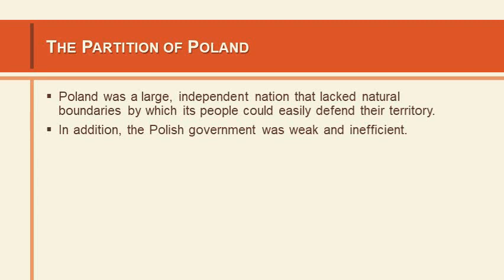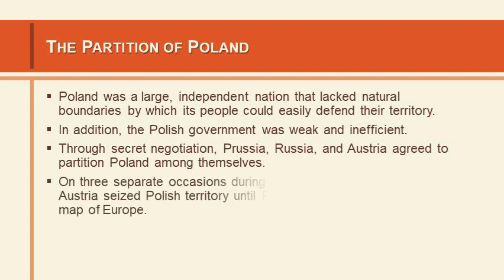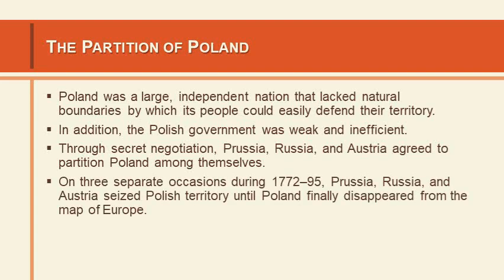And so these bigger powers, these absolutist powers that we've been talking about, are just able to go in and slice up this country through secret negotiation. Prussia, Russia, and Austria, right? These groups that we talked about in section 2 agreed to partition Poland among themselves. And so Poland is no longer an independent country until after World War I. So this lasts for 150 years. So that's what happens with that one.